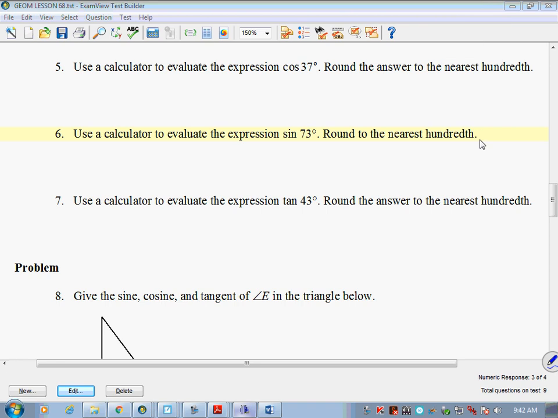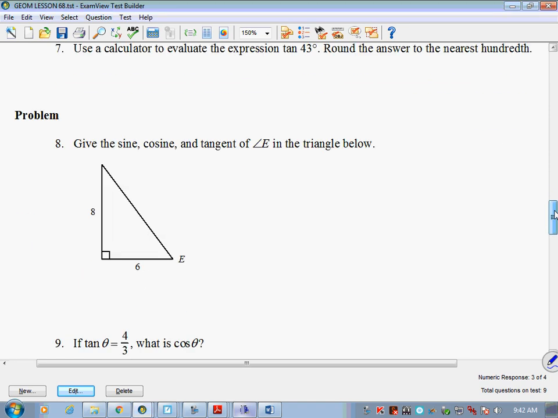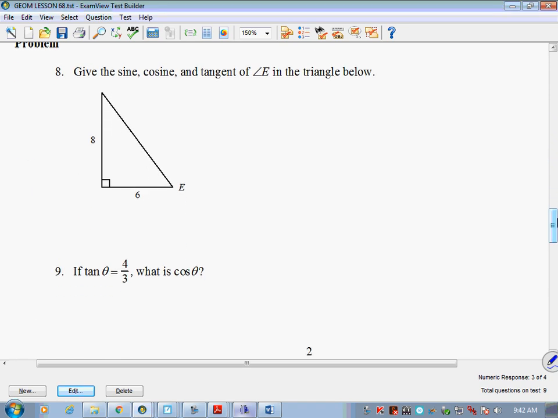All right, we've only got 2 questions left. I think we're going to be able to make it. 8. Give the sine, cosine, and tangent of angle E. Okay, so we want this. So we know that at least 2 of these trigonometric functions are going to use what? Hypotenuse. And do I know the hypotenuse of this right triangle? So the first thing I need to do is solve it. How do I solve it?